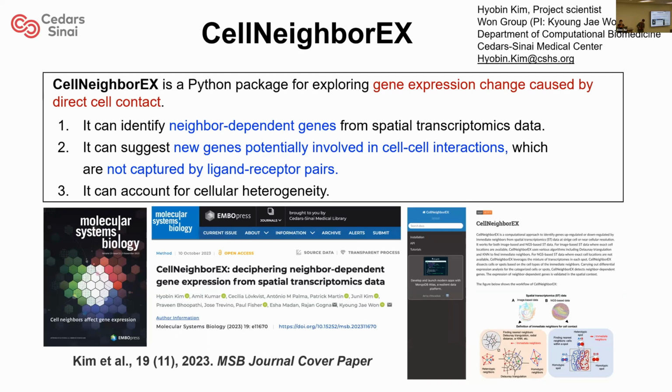Recently, I developed the cell neighbor index, which is a Python package to investigate gene expression change caused by direct cell contact. Firstly, cell neighbor index can identify neighboring cell-dependent genes using spatial transcriptomics data. Secondly, it can suggest new potential genes involved in cell interactions, which are not captured by ligand receptor pairs. Thirdly, it can explain cellular heterogeneity. So in a nutshell, cell neighbor index provides a new perspective on cellular communication between two adjacent cell types.